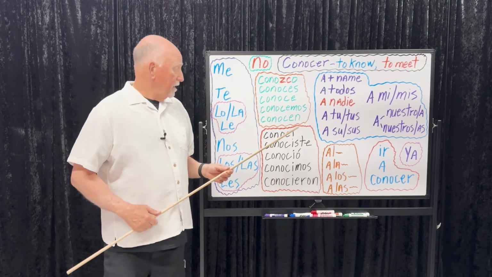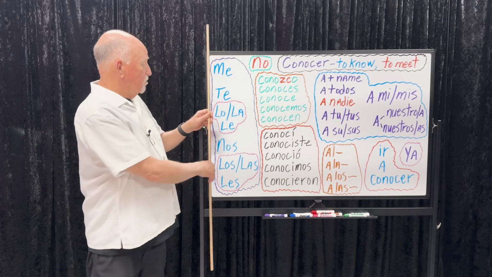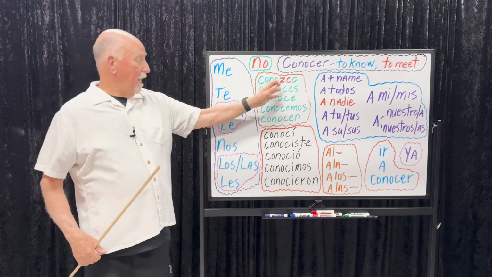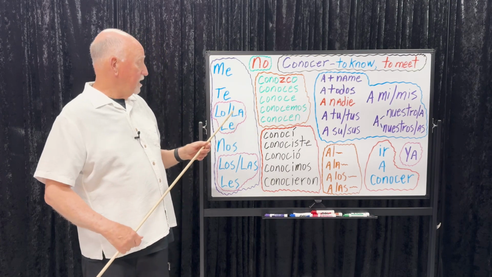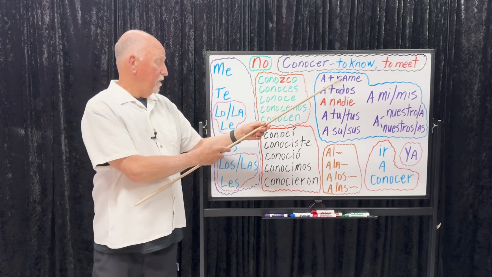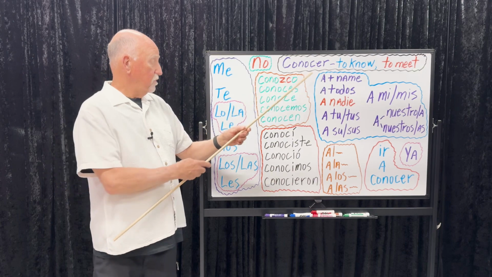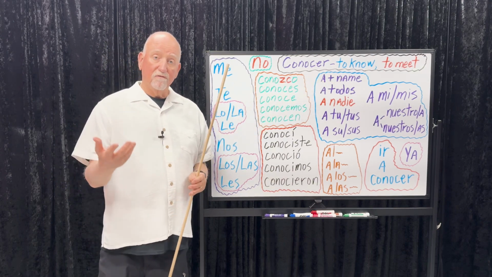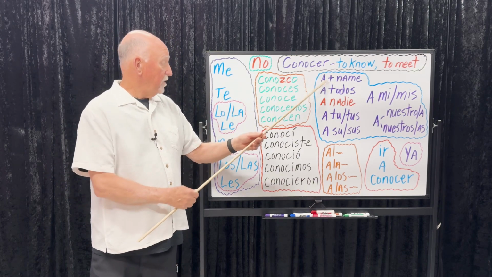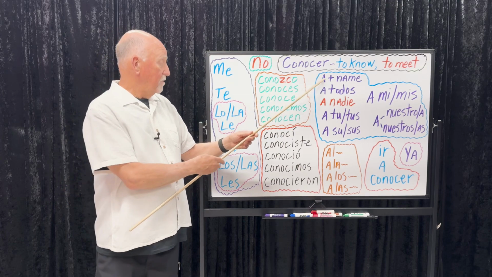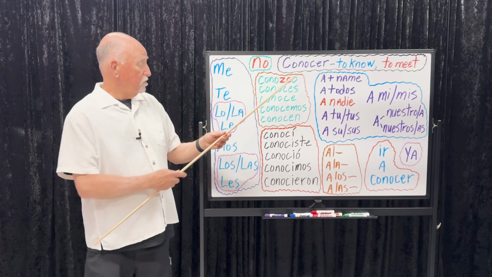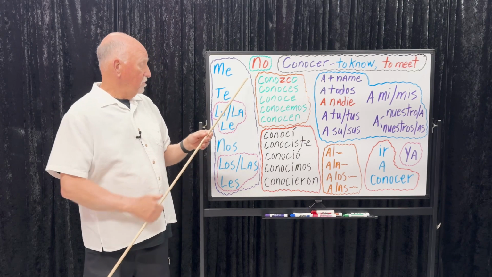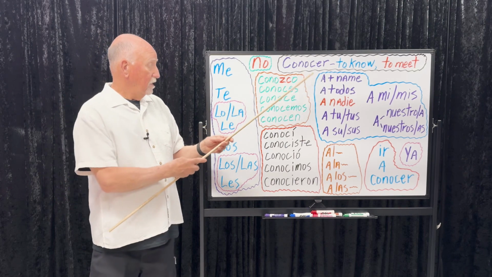Now, let's say you're not going to use a pronoun and you just want to say, I know Mary. It'd be conozco a Mary. You could say la conozco a Mary. That's certainly fine. I don't know Mary would be no conozco a María or no la conozco a María.